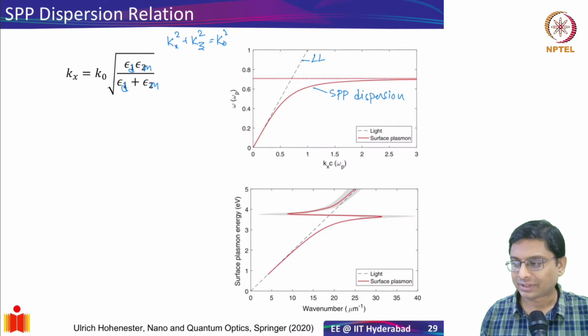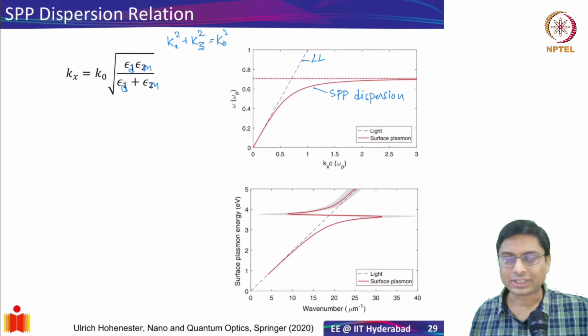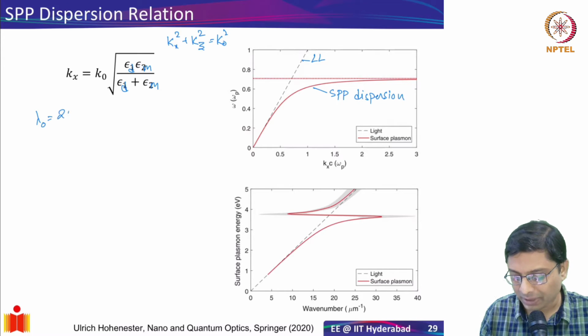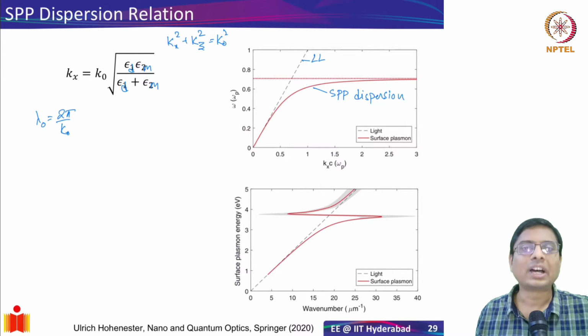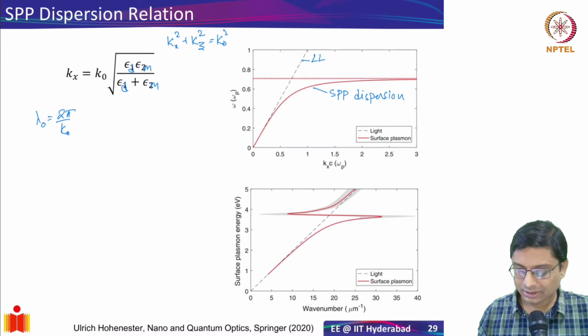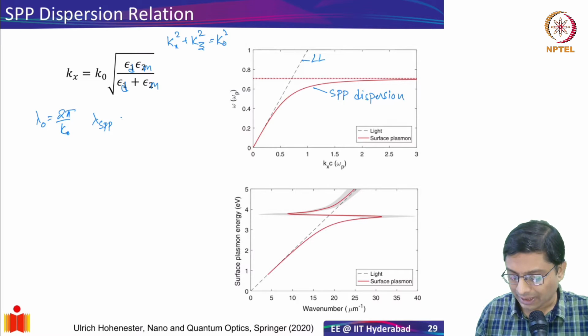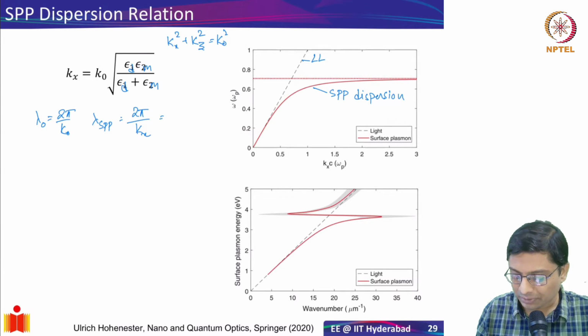What does it mean that kx is larger? Well, I can think of a wavelength. When I have a propagation constant k naught for a free space wave, what is the wavelength? Lambda naught is going to be 2 pi by k naught. That's how I define the propagation constant. Now, similarly for a surface plasmon polariton, I can define a wavelength, and that is going to be 2 pi by kx in my notation. I can even rewrite this as 2 pi by k naught times k naught by kx.